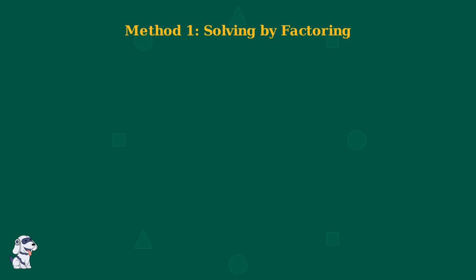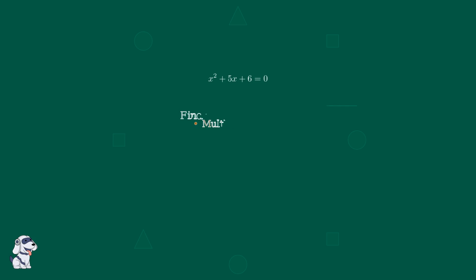Method 1 for solving quadratic equations is factoring. This powerful technique involves expressing a quadratic equation as a product of 2 linear factors. Factoring works by finding 2 numbers that multiply to give the constant term and add to give the coefficient of the middle term. Let's see this in action with our first example.